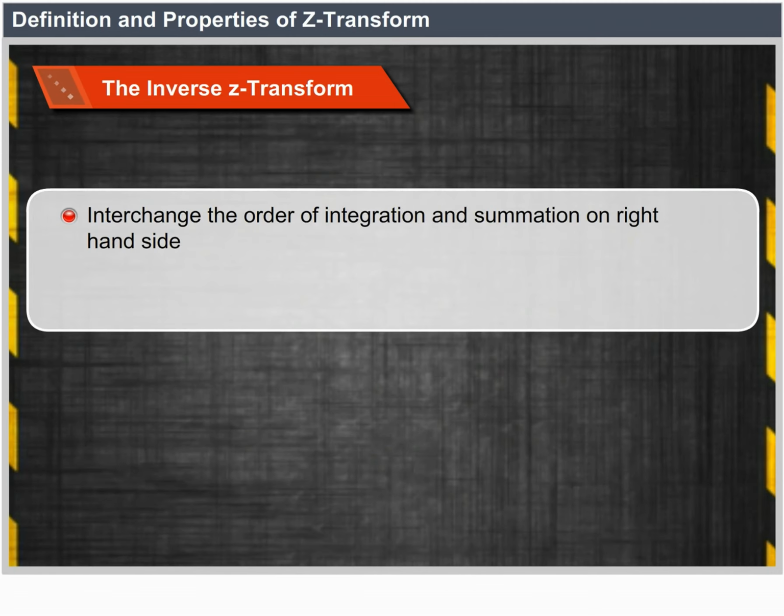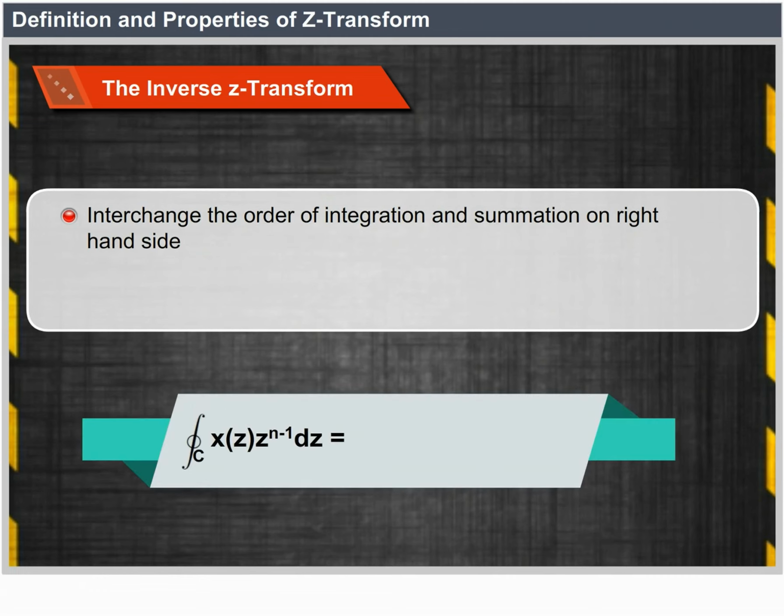Interchange the order of integration and summation on the right hand side. Closed integral X of z into z power n minus 1 into dz equal to summation k equal to minus infinity to plus infinity x of k into closed integral z power n minus 1 minus k into dz.